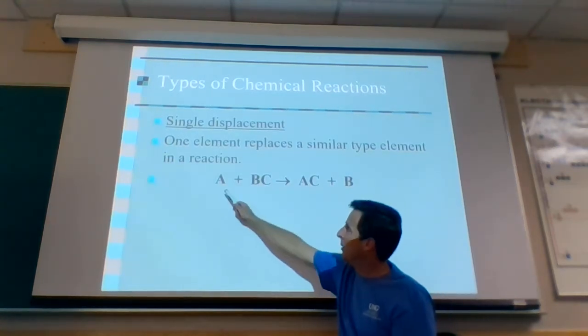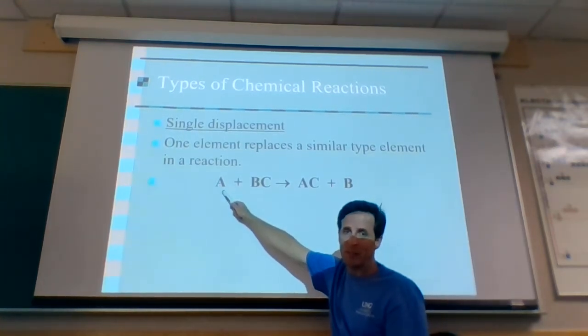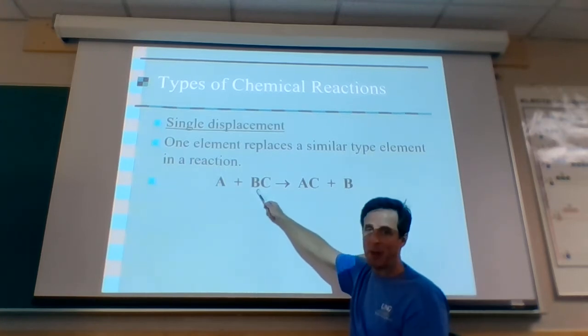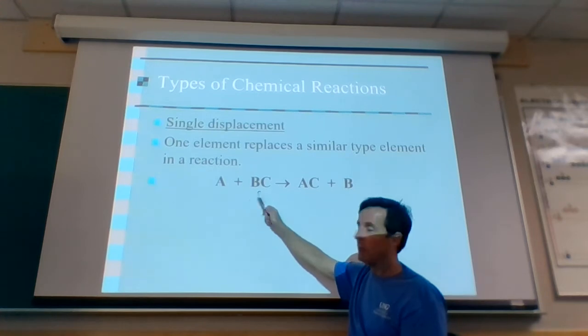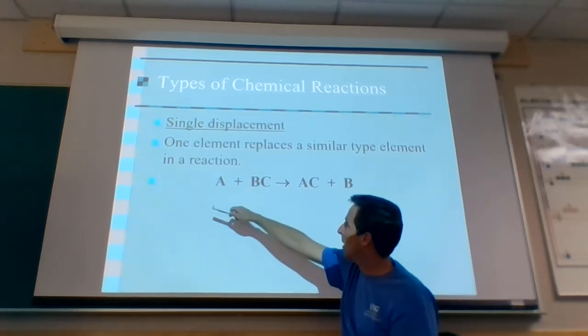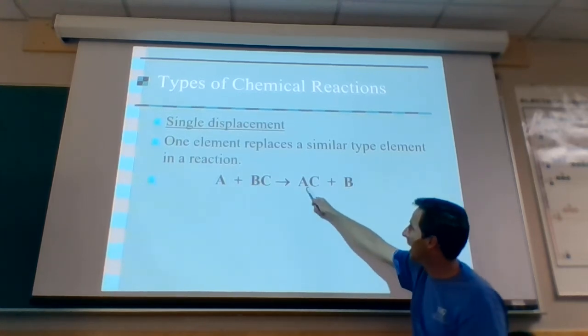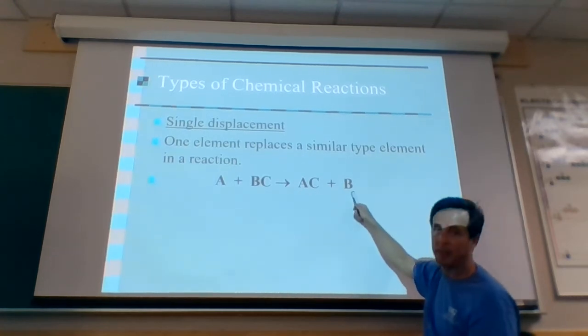So if A is a metal and wants to be positive, and B is a metal and is positive, then A is going to take the place of B. So A jumps in, kicks B out. Then in my product I have AC and then I have B.